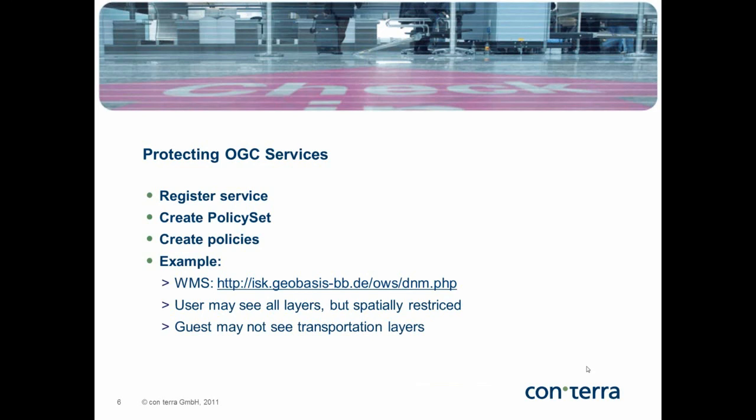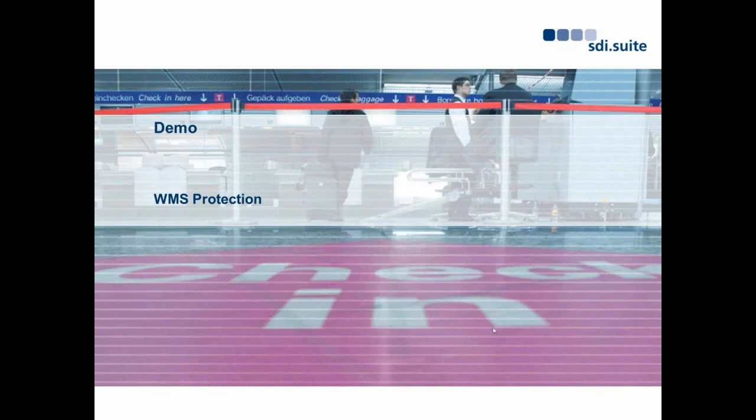The workflow is pretty similar, just excluding the steps of authorizing the catalog view and creating policy sets for the different sub-services. It's just register the service, create a policy set for it, create the policies, and you're done. So this is quite a quick workflow which you have to do. So in this example, I'm going to show a WMS of one of our customers from the federal state of Brandenburg in Germany, and we'll create a policy where a user may see all layers, but with a spatial restriction in there, and with a guest access allowing the guest to see only a subset of the layers. So there are some transportation layers in there which won't be visible.